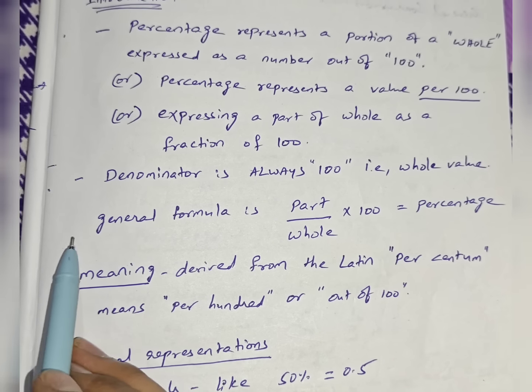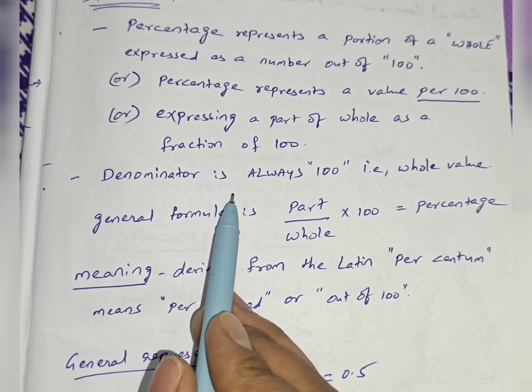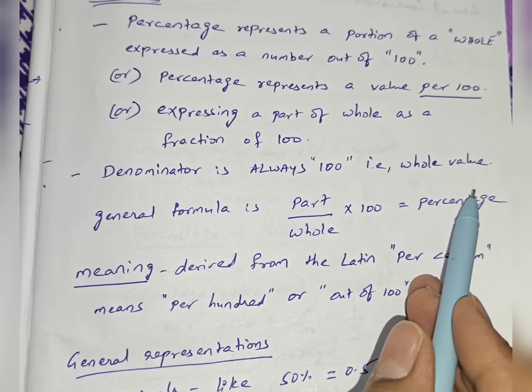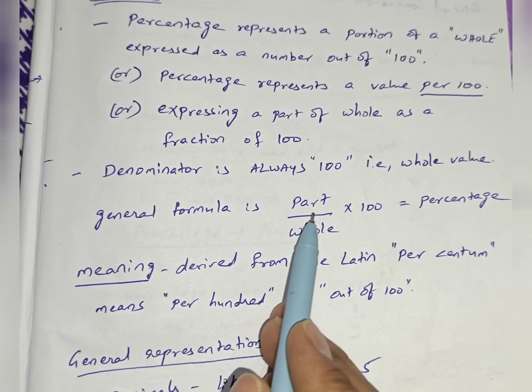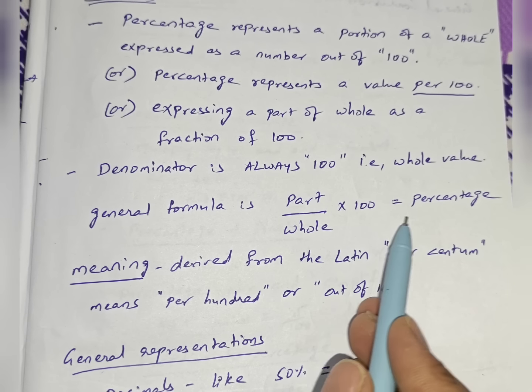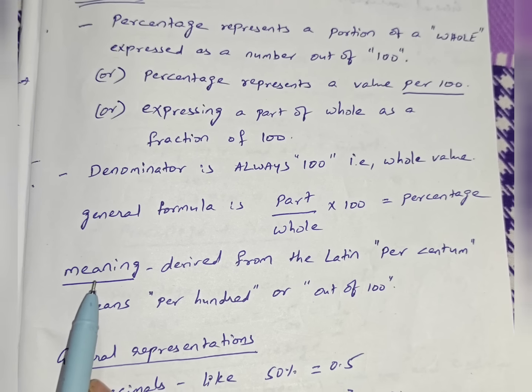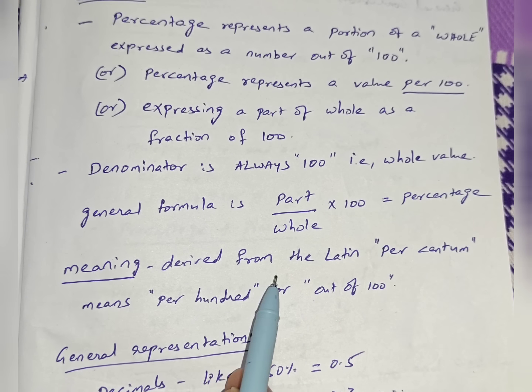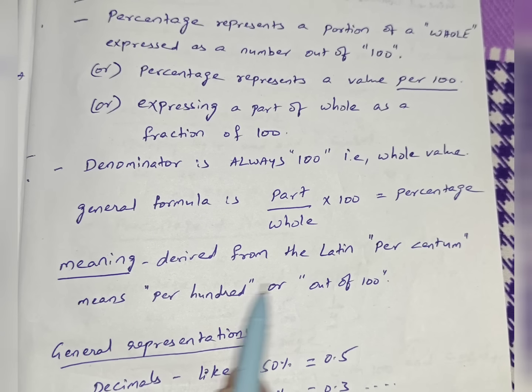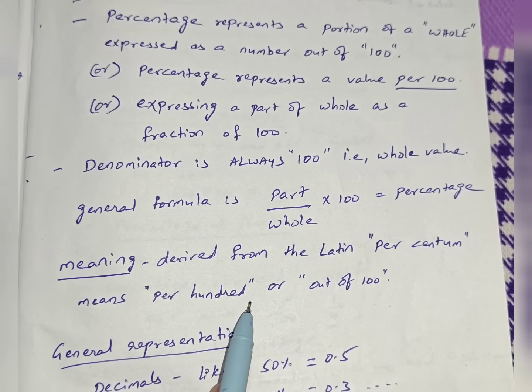Just remember, the denominator is always 100, that means the whole value. The general formula is part by whole into 100 is equal to the percentage. The word percentage is derived from the Latin percentum, meaning per 100 or out of 100.